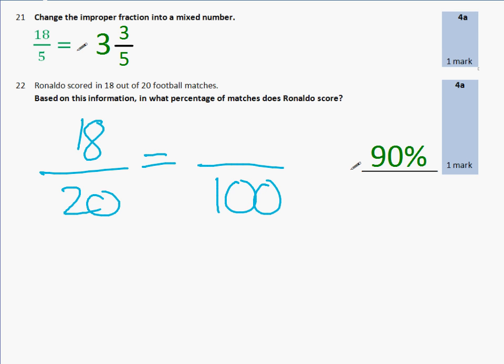And what do I know about equivalent fractions? I know that if I multiply the top and the bottom by the same number, or divide the top and the bottom by the same number, then I can create a brand new equivalent fraction. Okay, well, I want to turn 20 into 100 using multiplication. And then whatever I do to the bottom, I'm going to do to the top, because that's how you find an equivalent fraction. So 20 times 5 makes 100. I will do the same to the top. 18 times 5 is 90, and that can be written as 90 with the percent sign.